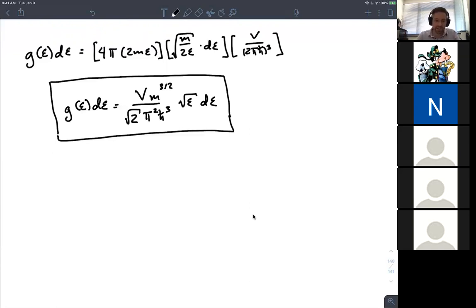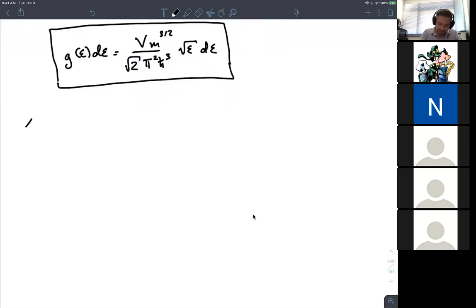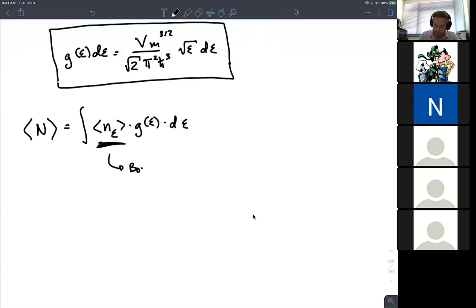Now what I want to know is how many particles do I have in my system? Okay, so the average number of particles is just equal to the average occupation of each energy level times the density of states of each energy level integrated over all energies. Okay, so that will allow me to calculate what the average total number of particles in my system is. Okay, so now we can all see where this is going. This is going to be our Bose-Einstein distribution.